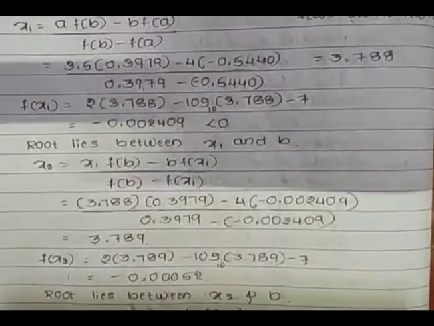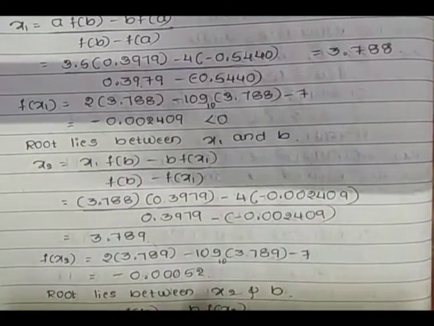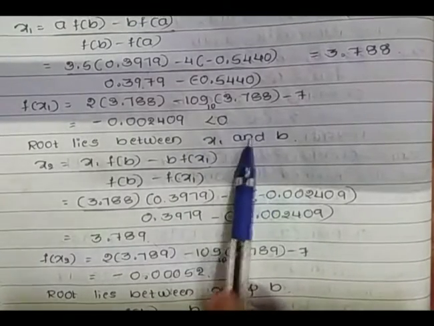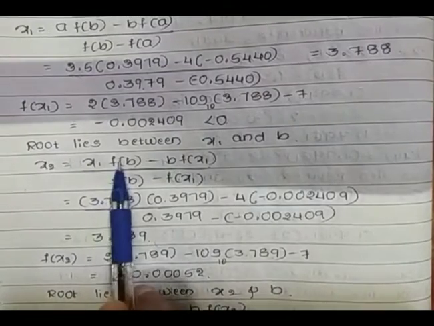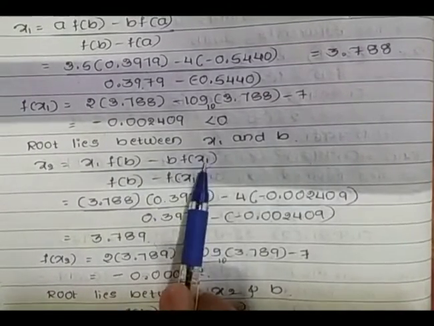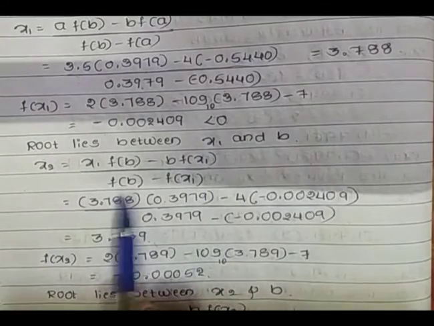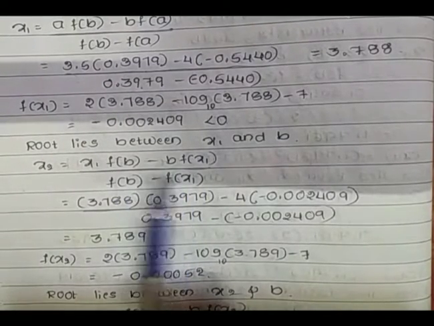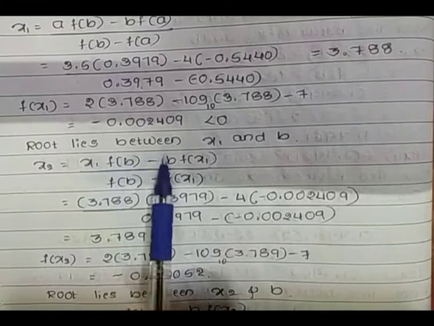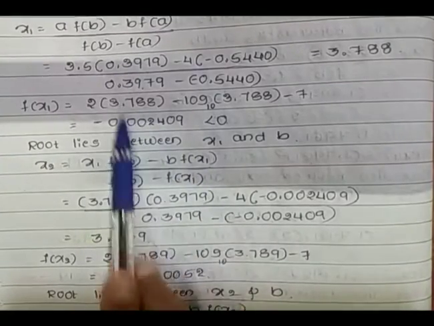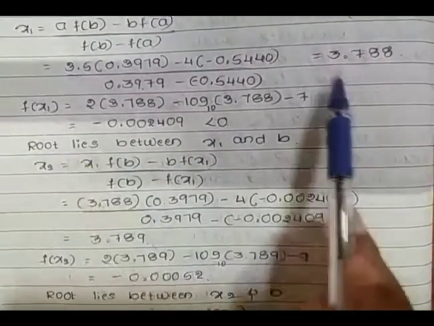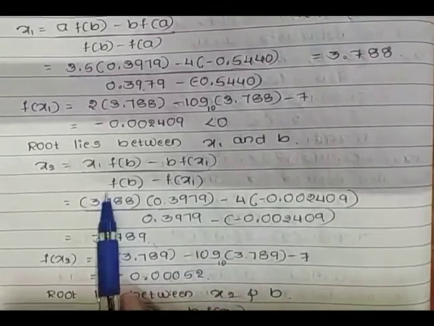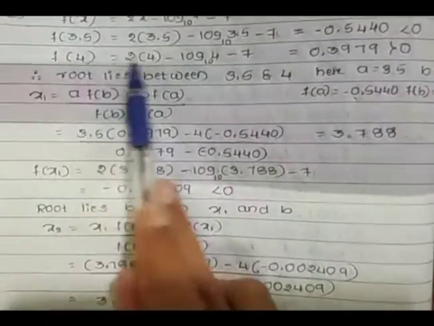Next, to calculate the second approximation, we have to consider x1 and b. So according to this, if we write the formula, then x2 is equal to x1 f of b minus b f of x1, divided by f of b minus f of x1. Already the x1 value, f of b, b and f of x1, everything is here only. So based on that, if we substitute x1, the x1 answer is 3.788, substitute.